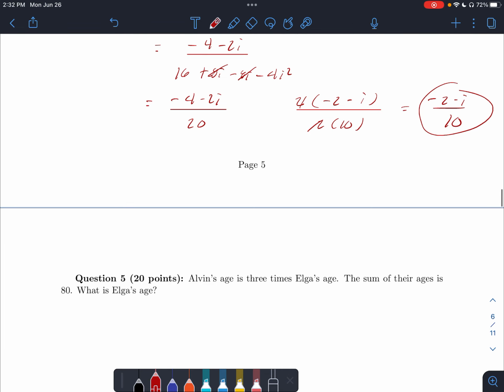Okay. And if you wanted to write this as a proper complex number, we could have negative 2 over 10. That'll be negative 1/5 minus 1 over 10 i.